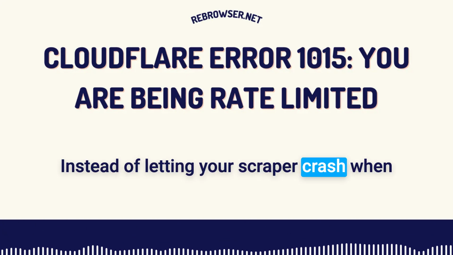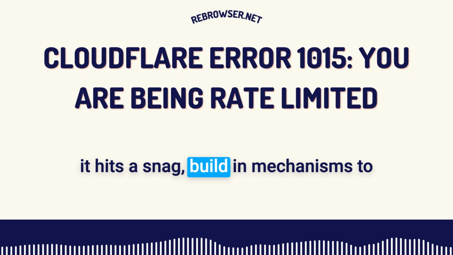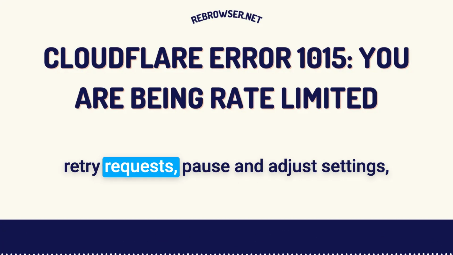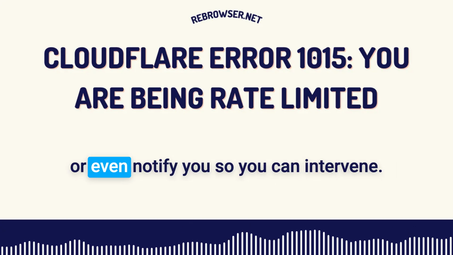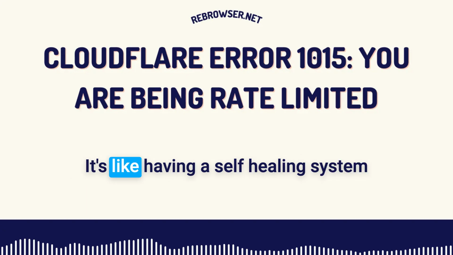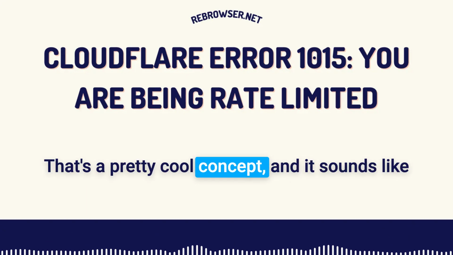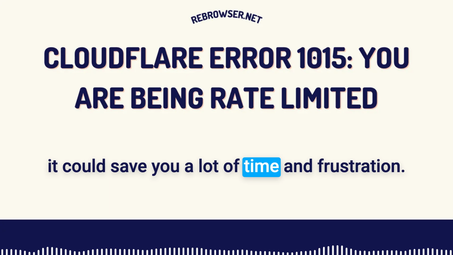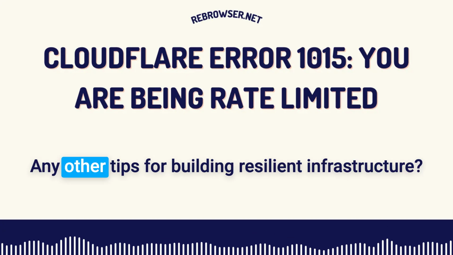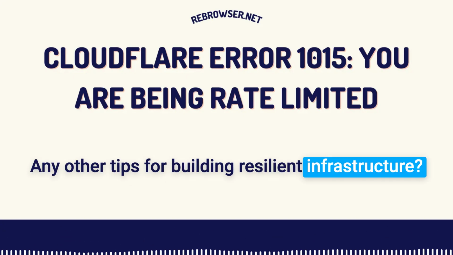Instead of letting your scraper crash when it hits a snag, build in mechanisms to retry requests, pause and adjust settings, or even notify you so you can intervene. It's like having a self-healing system that can adapt to changing conditions. That's a pretty cool concept, and it sounds like it could save you a lot of time and frustration. Any other tips for building resilient infrastructure?